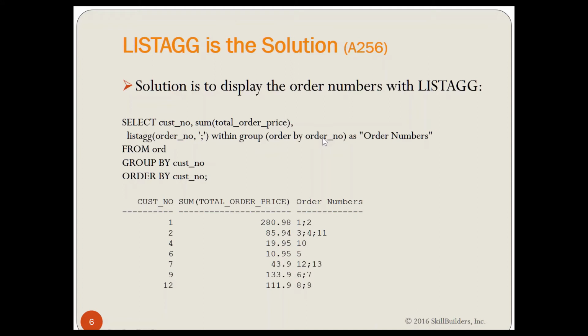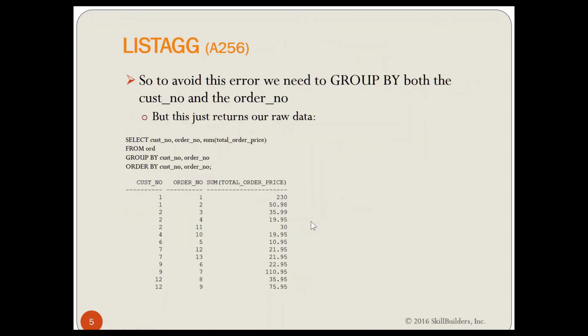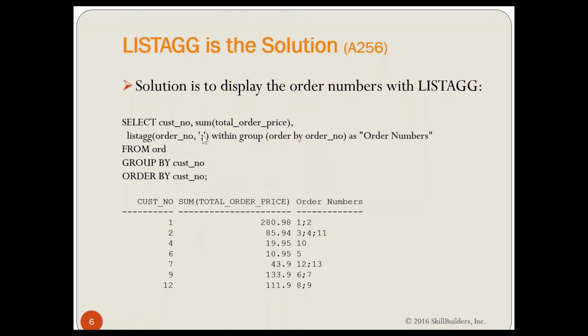I could sort it by the total order price for each order, in which case I'd have the first order out of 1 and 2, which would be whichever one had the higher order price. And remember, it was 50 and there was 200. Let's look at that back here. We had 230 and 5098. So if we sorted it by total order price instead of by order number, we would show order 2 first and then order 1. So let's actually try that.